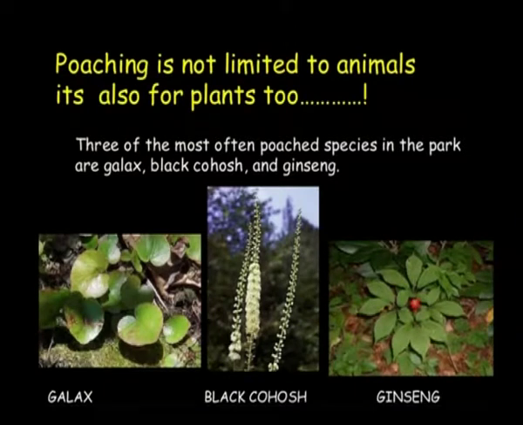It's not only limited to animals, but also plants. Three of the most poached plant species are Galax, black cohosh and ginseng, because they are used in the beverage industry, like teas. They are also used in the medicine industry as a regenerating drug. A lot of these plants have huge medicinal properties and are manufactured across the globe.